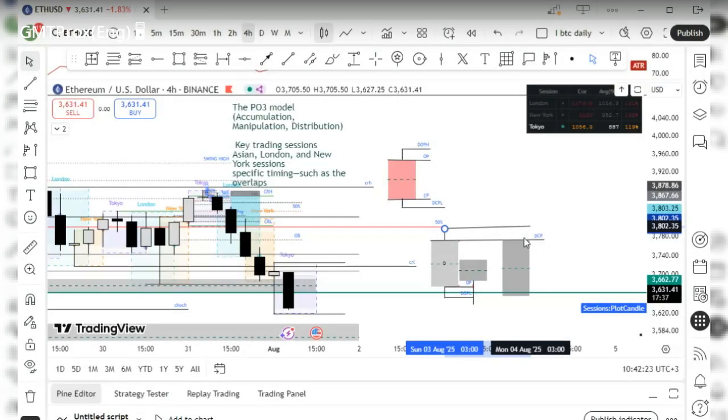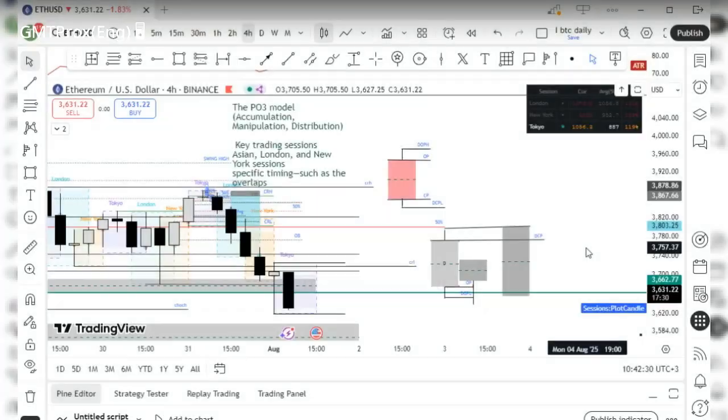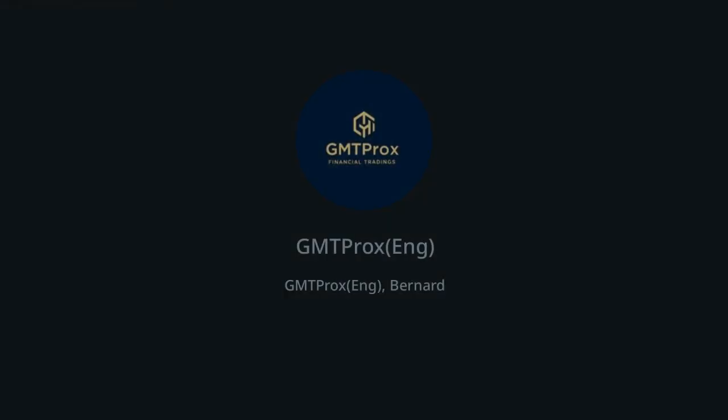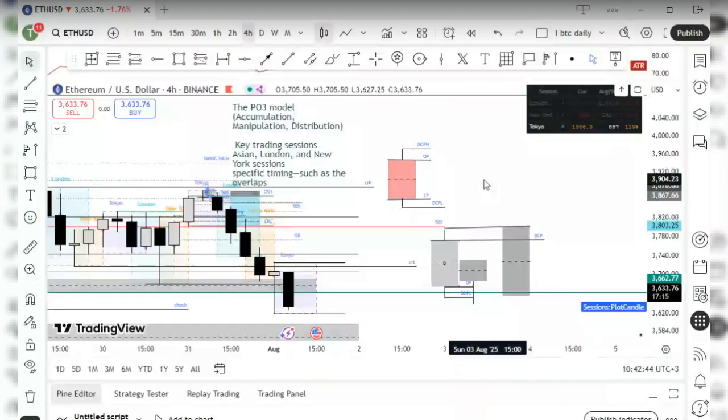So why? Because of the liquidity. Liquidity means price has to go to where liquidity is. Liquidity is like electricity driving the market. So we have liquidity below these lows, and we have liquidity above these highs.